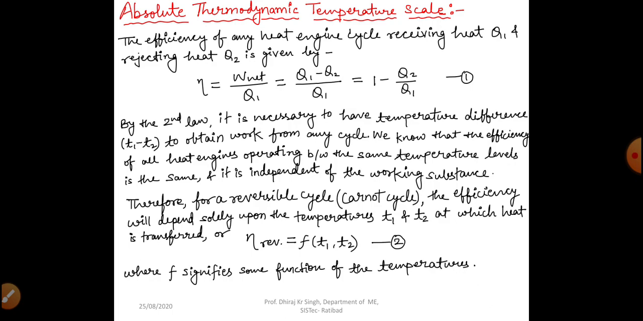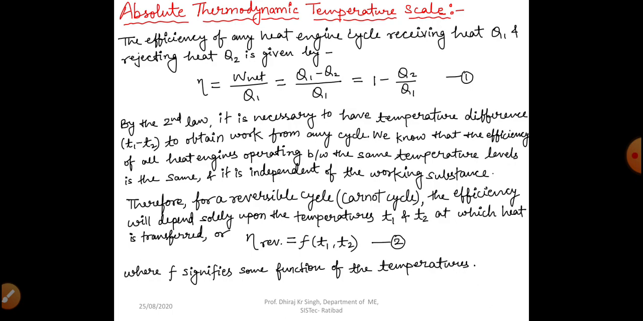For ordinary purposes, absolute temperatures may be found from the relation degree Celsius plus 273.15 equals Kelvin. As we all know, if we want to convert degree Celsius to Kelvin, we apply the formula: temperature in degree Celsius plus 273.15 gives Kelvin. So in that way we understand the absolute thermodynamic temperature scale.